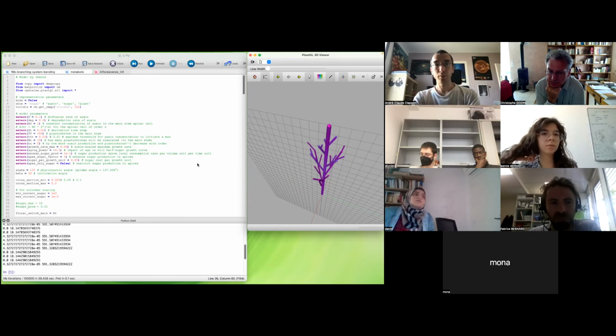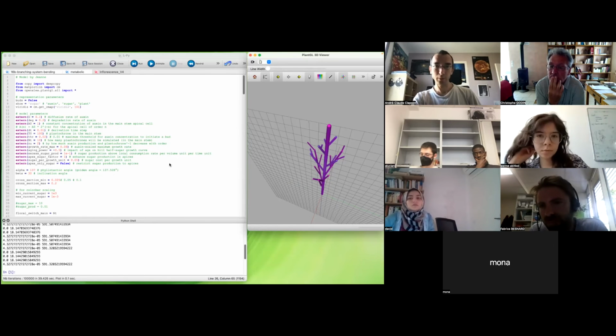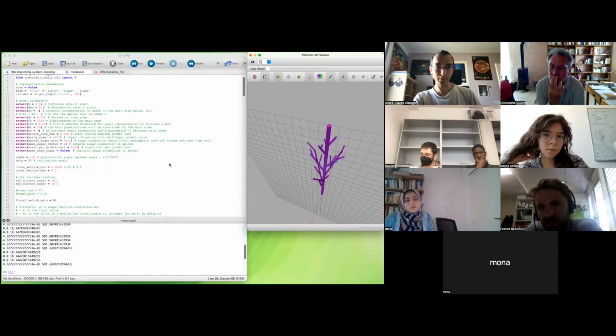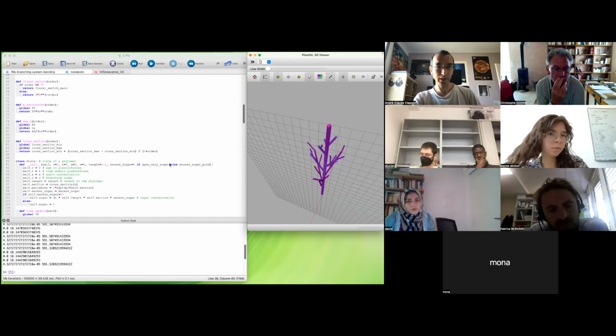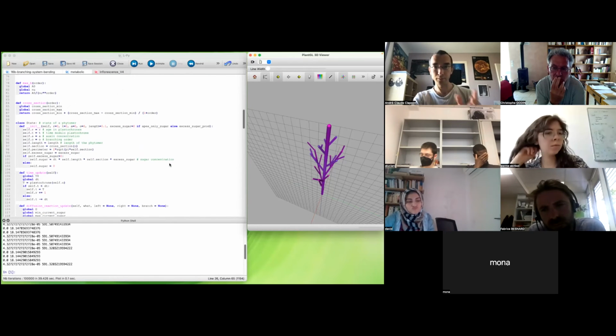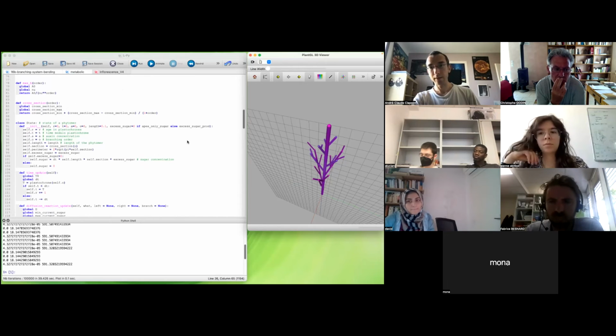Sure. From what we have here, what is missing is a distinct leaf module, to make things clear. And then we can move the sugar production from the apices, where it could be, or everywhere, to only the leaves, and then let everything stay the same. Yeah, sure.